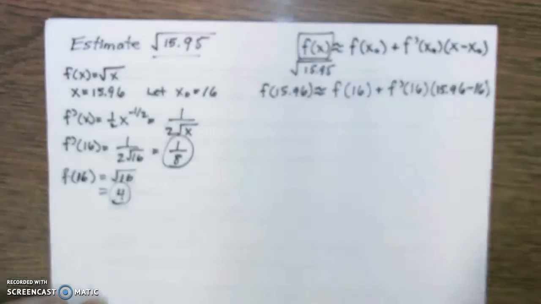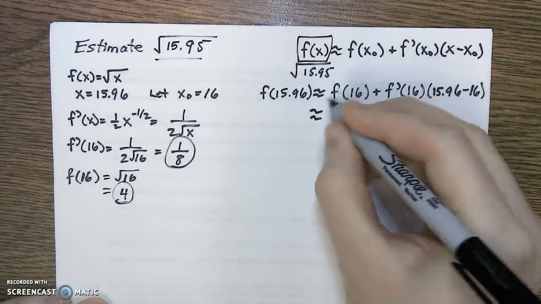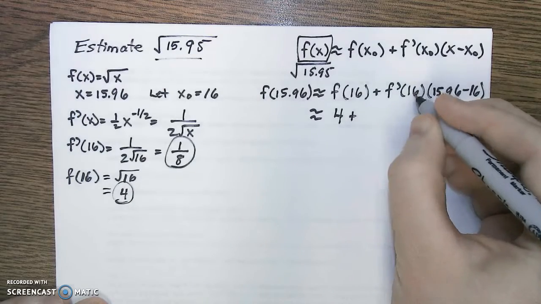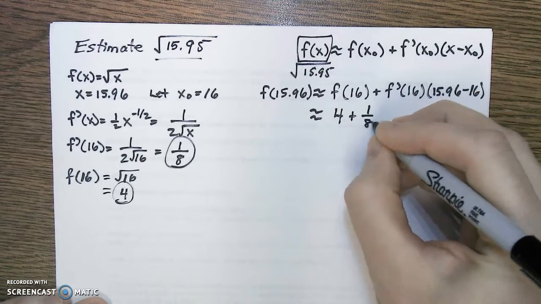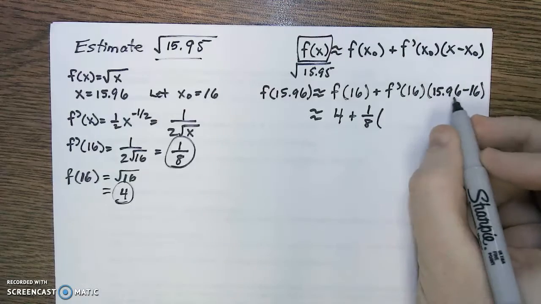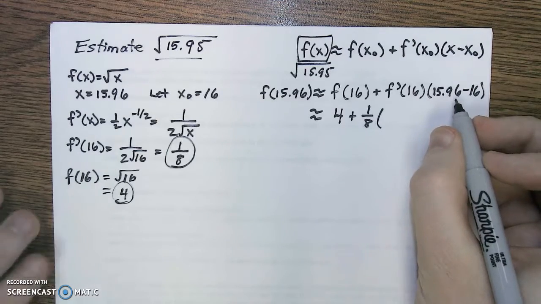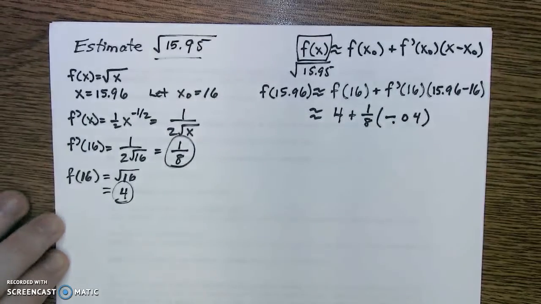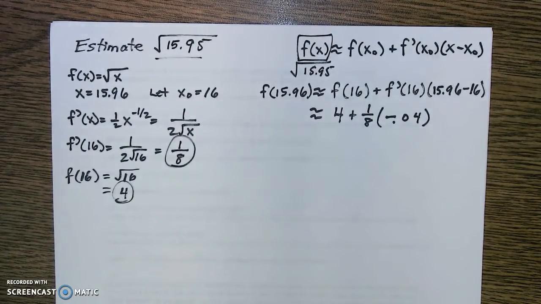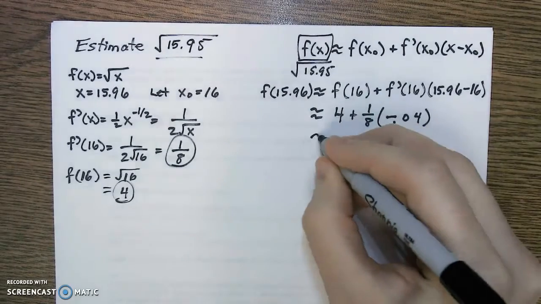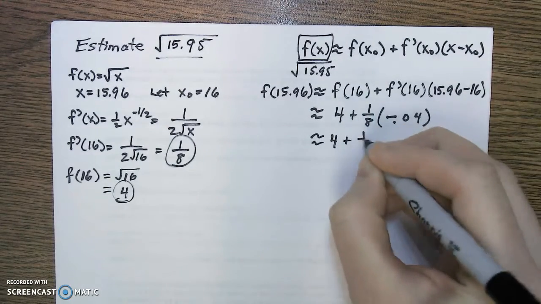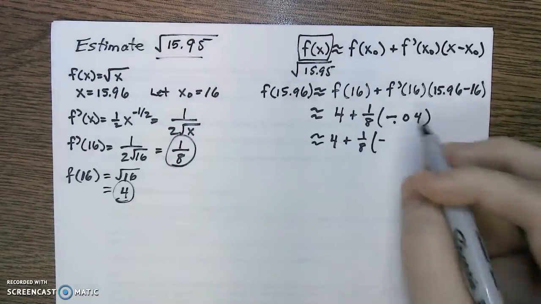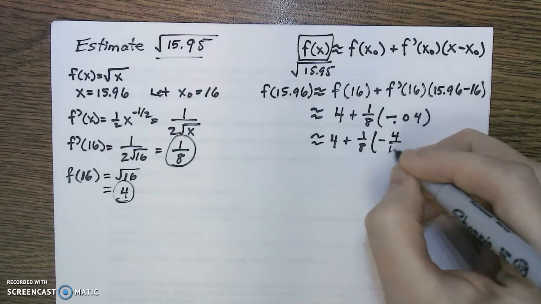And so I can plug in these values. The function value at 16 is 4. The derivative at 16 is 1/8. And then I've got 15.96 minus 16, that'd be negative 0.04 as a decimal. And then since we don't have a calculator, let's change that into a fraction. So I've got negative, there's 2 decimal places, so that'd be 4/100.